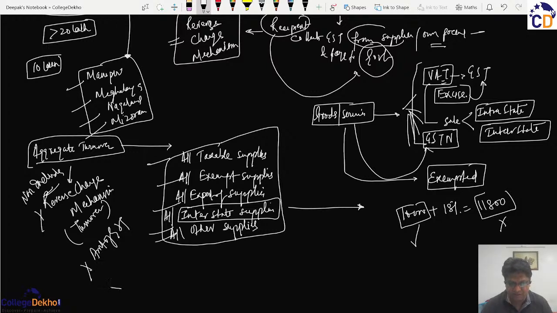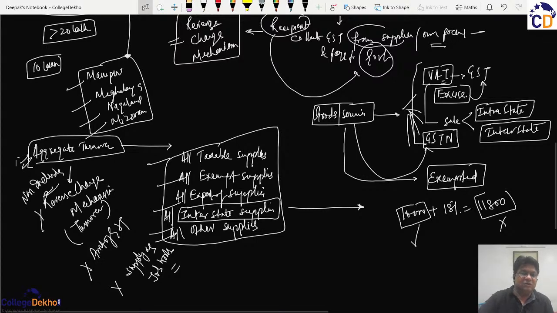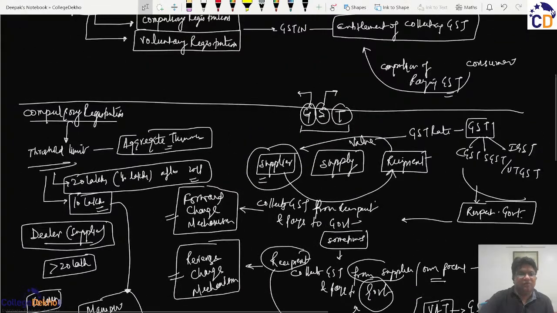And similarly, if you are doing certain work as a job work, it means you are doing the work for someone else. So this supply as job work will also not be included in the aggregate turnover. So keeping all these parameters in mind, we have to calculate the aggregate turnover. And if that aggregate turnover exceeds such threshold limits of 20 lakhs or 10 lakhs or whatever, then you are liable to get yourself registered.